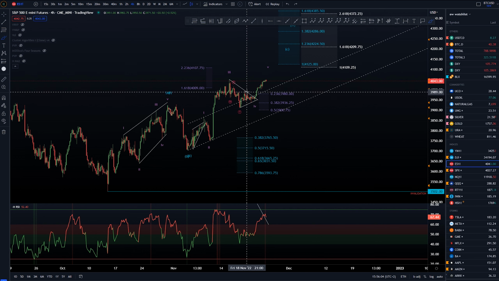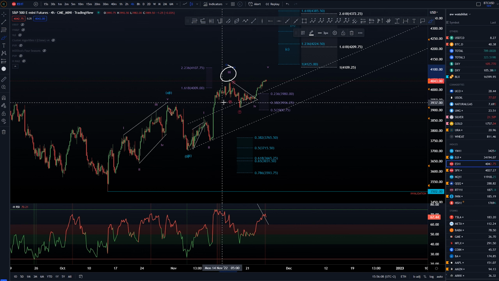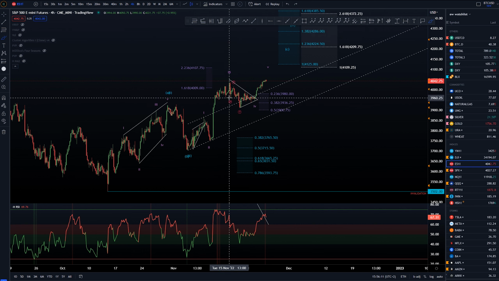where we are still looking for that potential fifth. Again, the expectation here is that we are going to be taking out the highs of wave 3 here, and that is definitely something that we need to be looking into.